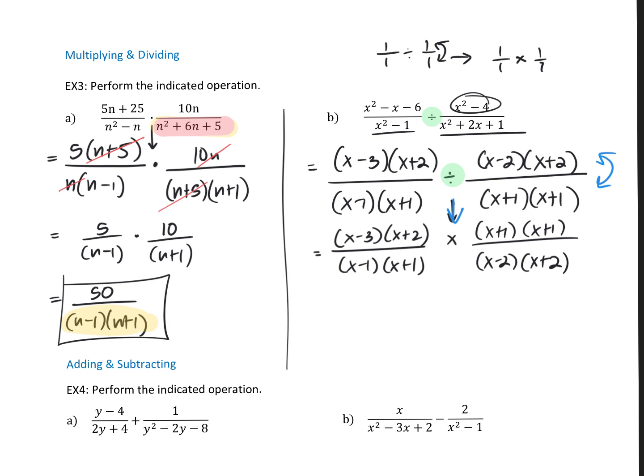Can anything cancel? Again, you can only cancel when you have multiplication between two fractions, and you can only cancel something from the top and something from the bottom. Let's see. Ooh, this x plus 2 can cancel with that x plus 2. This x plus 1 can cancel with that x plus 1. Anything else? No, that is it. This is a minus 1 and that's a plus 1, so those can't cancel. So we're left with x minus 3 times x plus 1 all over x minus 1 times x plus 2.